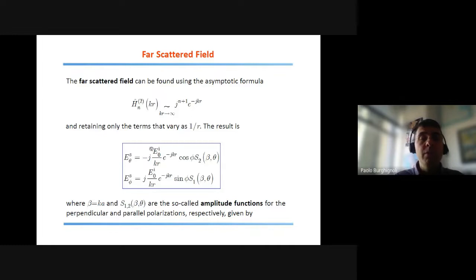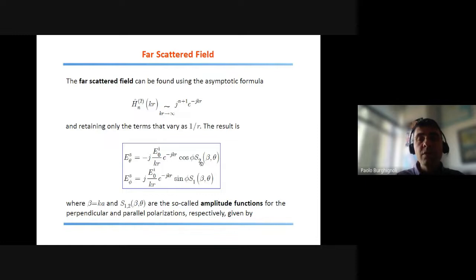Then there is the amplitude of the incident field, of course, since the problem is linear, the amplitude of the scattered field will be proportional to that of the incident field. And the dependence on the wave number k, as well as on the radius of the sphere, is contained inside this dimensionless parameter beta, which is the first argument of these two functions, S1 and S2.